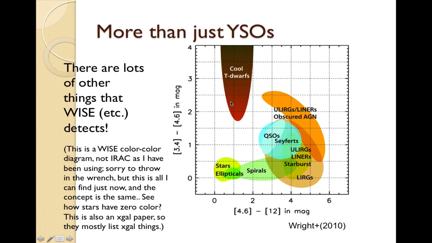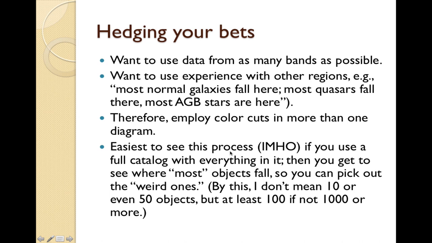And this is why they picked these particular bands on these particular missions exactly where they did, because it makes it easier to find L and T and even Y dwarfs by looking at where they fall in this diagram. Okay, so if you're looking at any given region, you want to try to use your data from as many different bands as you can get your hands on.